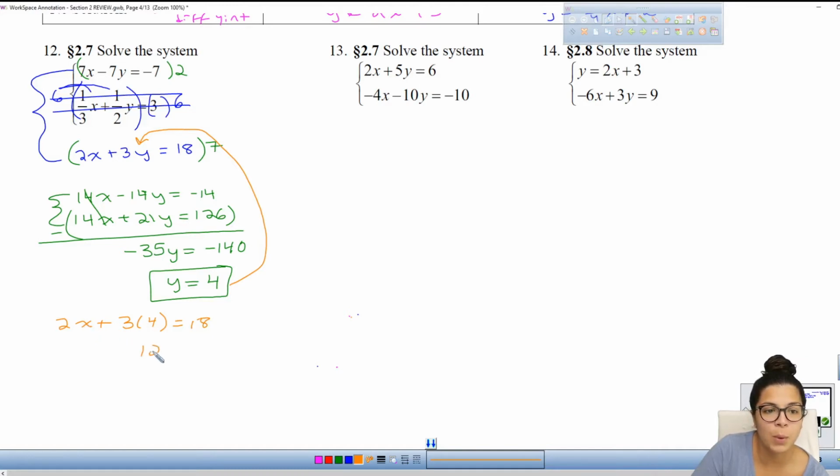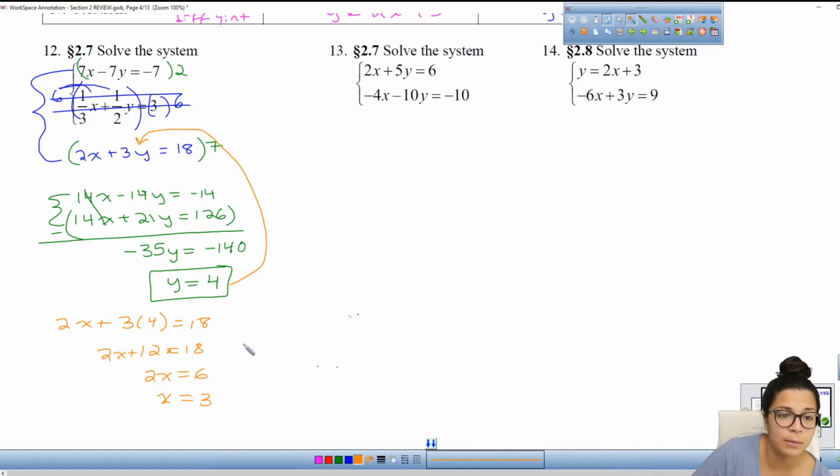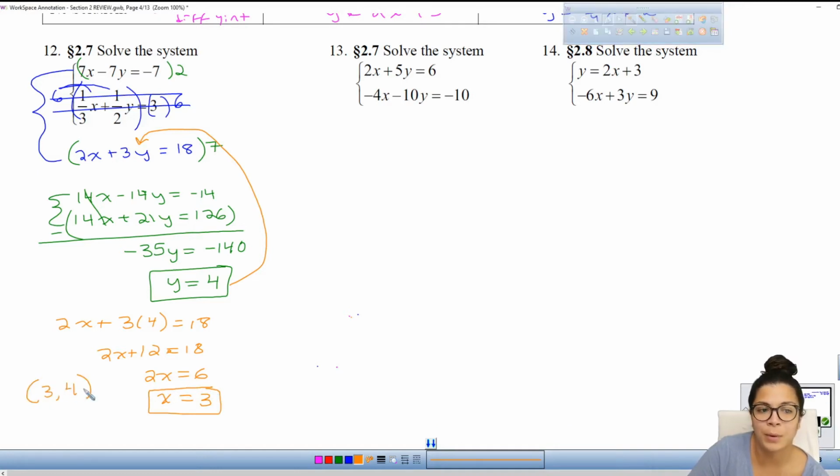So 3 times 4 is 12. And subtract 12 on both sides, we get 2x equals 6. Divide by 2 on both sides, we get x equals 3. So the solution is 3, 4. As an ordered pair, you can write that as well, right? Let me just box that a little better. There we go. As an ordered pair, that would be (3, 4). So you could write it as an ordered pair or write them separately like that. Let's go ahead and move on to number 13.